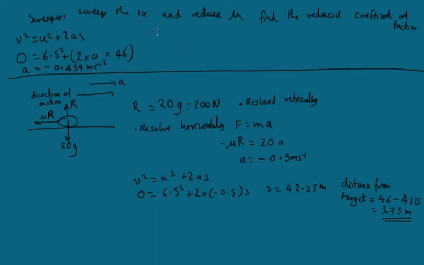So as before, we know that the normal contact force is still 200 newtons because that's not changed. And from Newton's second law, F equals ma, minus mu R must equal 20 a, which gives us a new coefficient of friction as 0.0459.